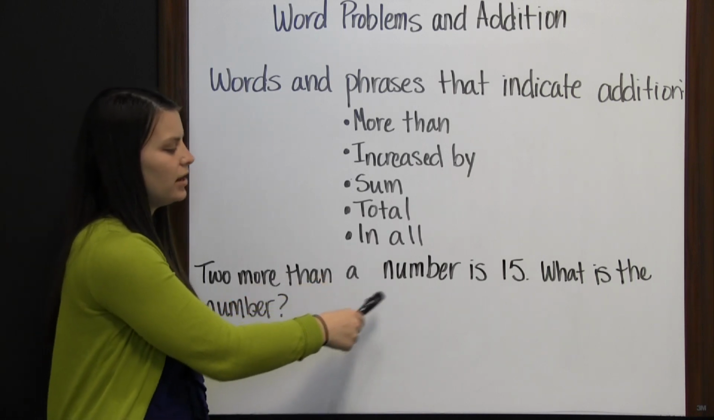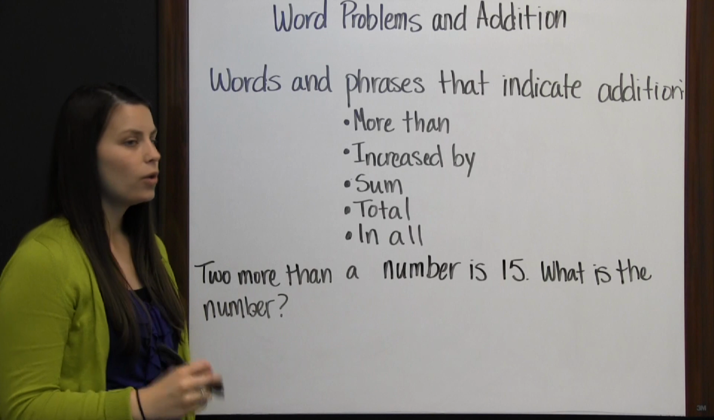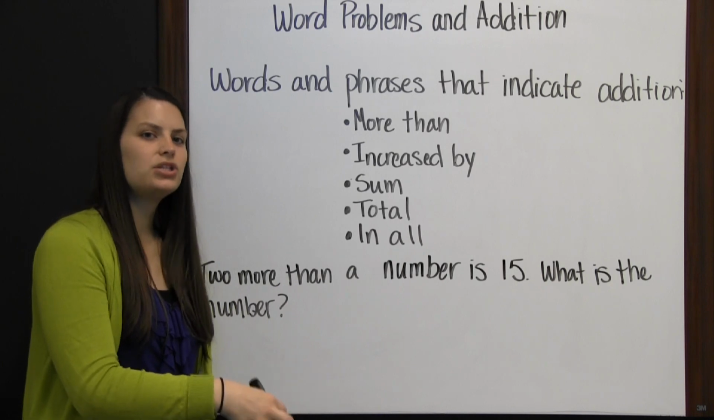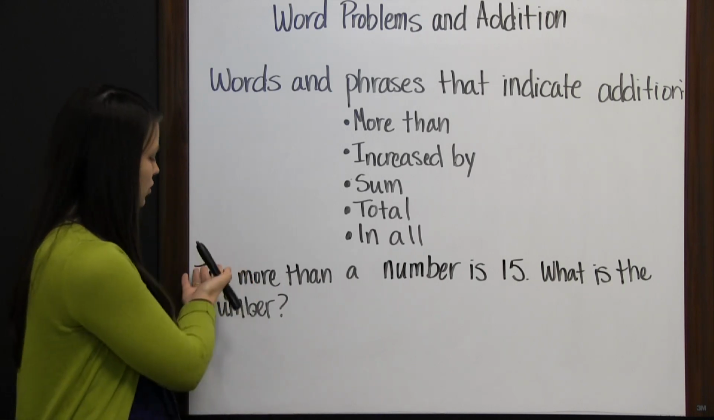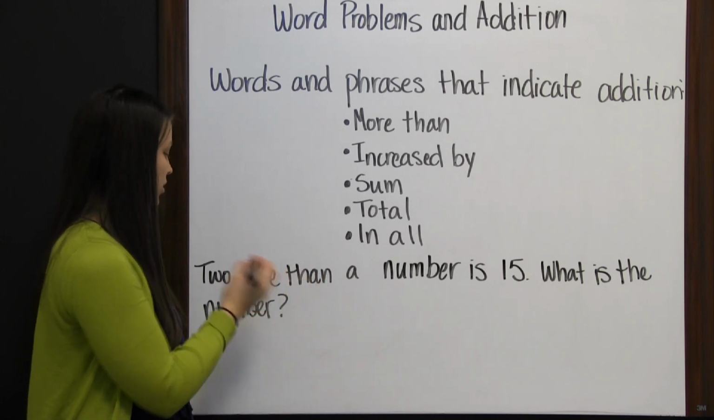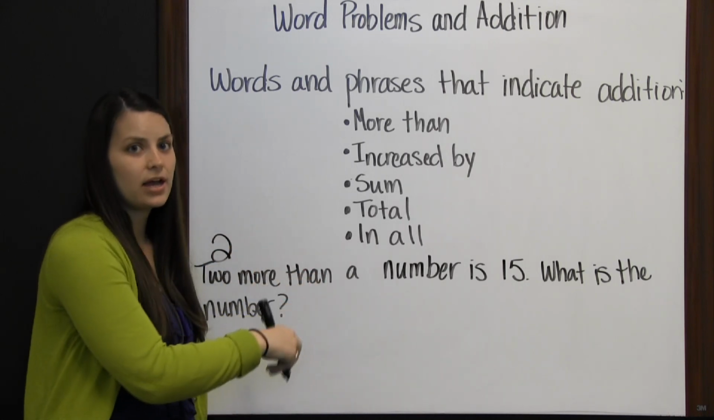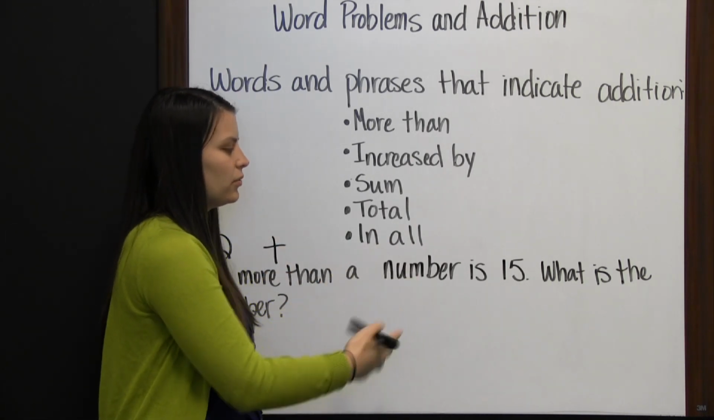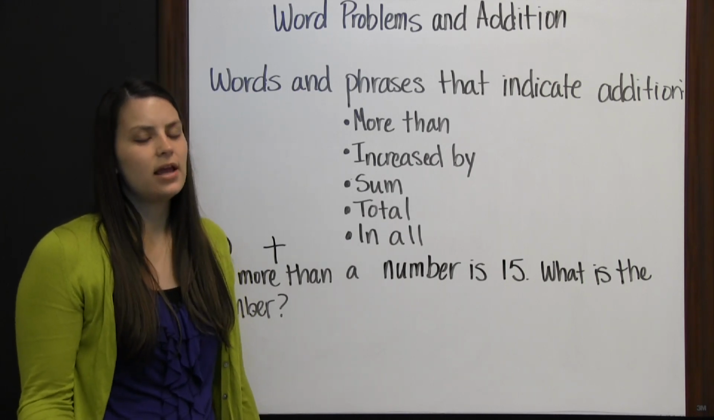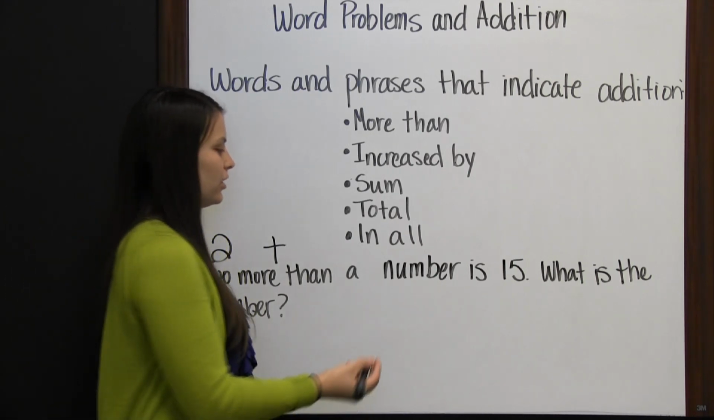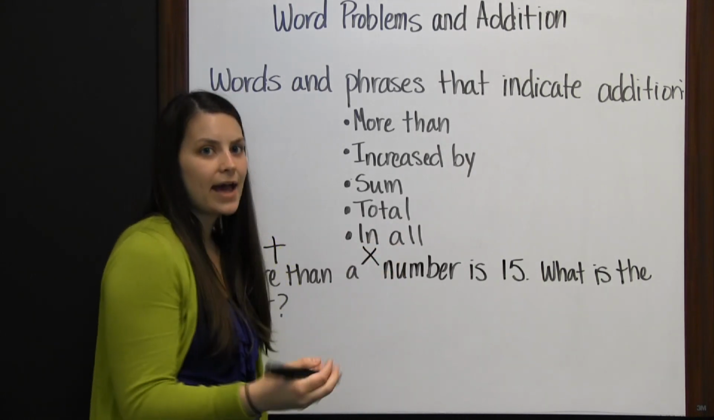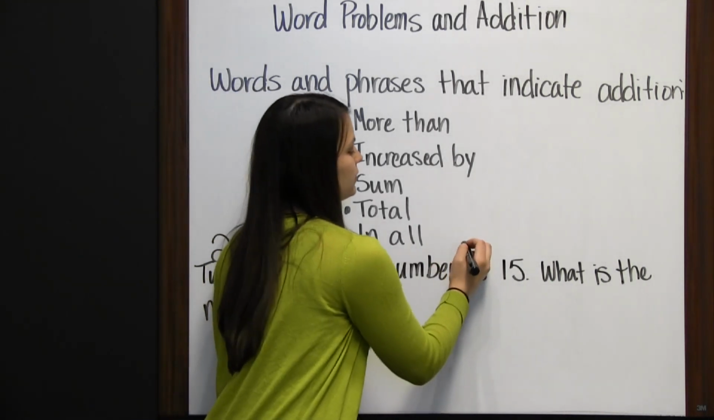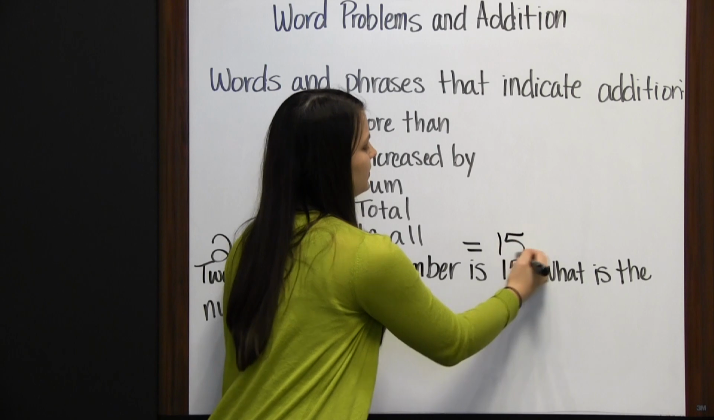2 more than a number is 15. What is the number? The first thing I'm going to do is translate these words into a mathematical sentence. So 2, I'm going to write the number 2. More than, I know, tells me to add. When it says a number, well, that's something I don't know. What number is it? And so if it's something I don't know, then I can put a variable there, like an x or a y, or really anything you want to use. Is in math means equals, and then equals 15.